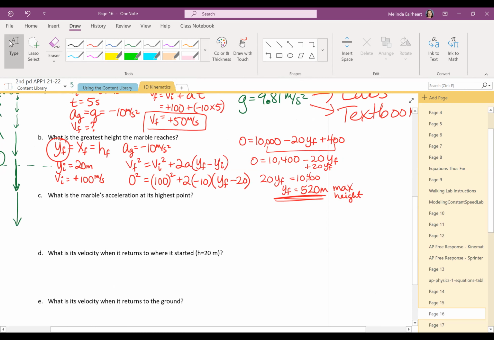What's the marble's acceleration at the highest point? I was going to say 0 at first, but then I remembered half the people in the world missed that question, right? And so gravity never quits. The acceleration is not 0. Yeah, well, magnitude 10 in this problem, negative. So either way, right? But it's that 10, it's not 0.